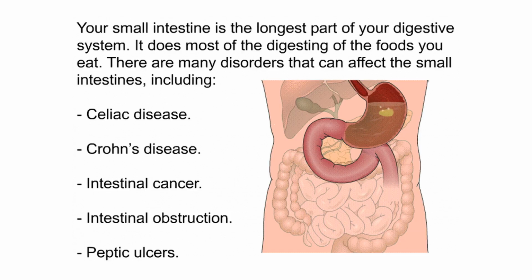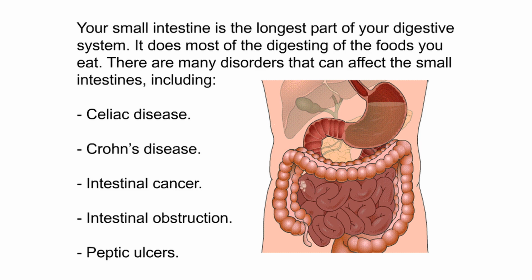Summary. Your small intestine is the longest part of your digestive system. It does most of the digesting of the foods you eat. There are many disorders that can affect the small intestines, including celiac disease, Crohn's disease, intestinal cancer, intestinal obstruction, peptic ulcers.